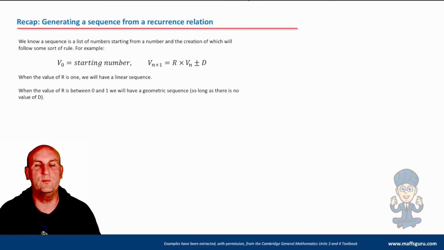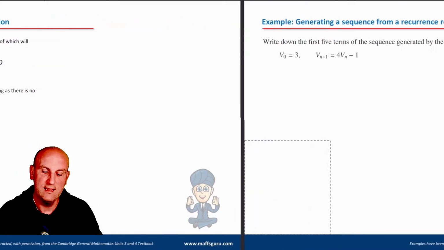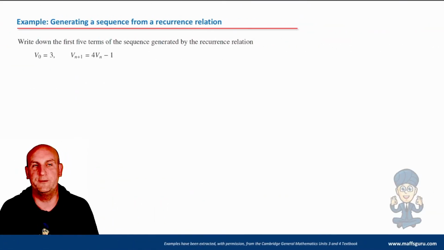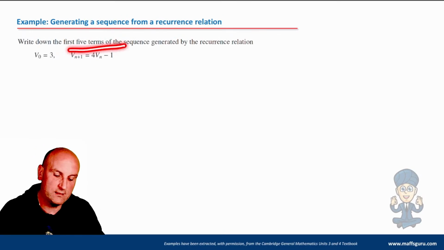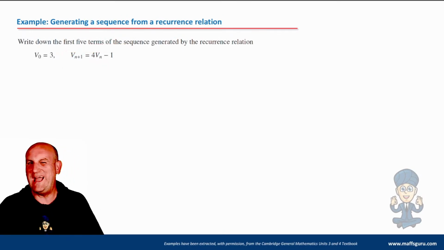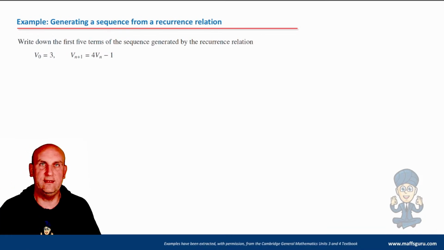So the value of R is 1, we have a linear sequence. When the value of R is between 0 and 1, we have a geometric sequence that will decrease. If it's greater than 1, it will increase. Again, this is just a recap. Now we're actually going to combine them because previously we haven't actually had geometric sequences with things that are added on or subtracted. Now, well, it's no different. It's a formula. We just follow this.